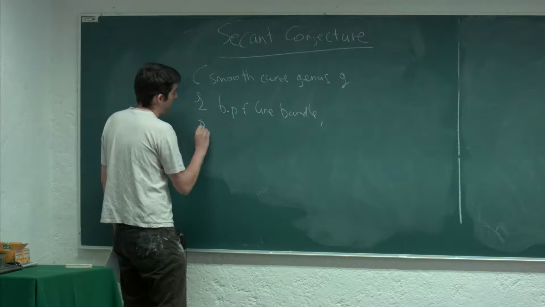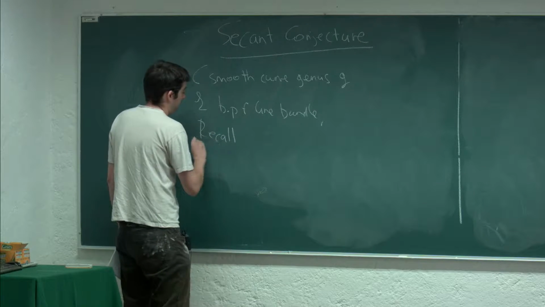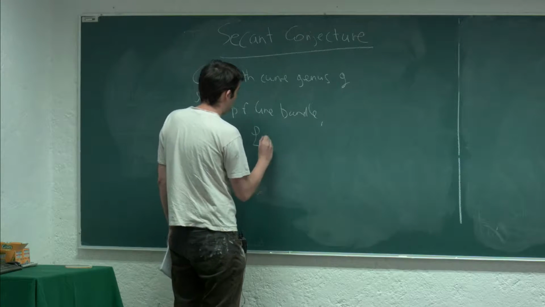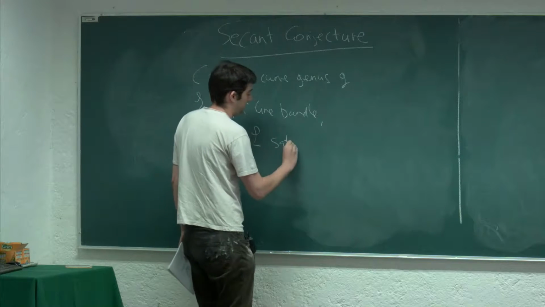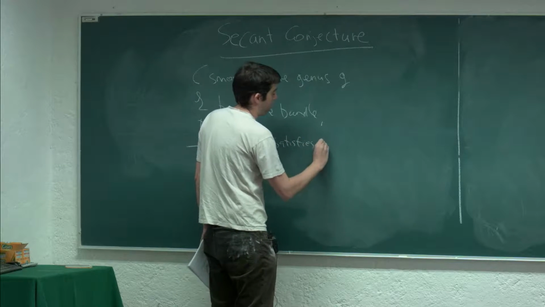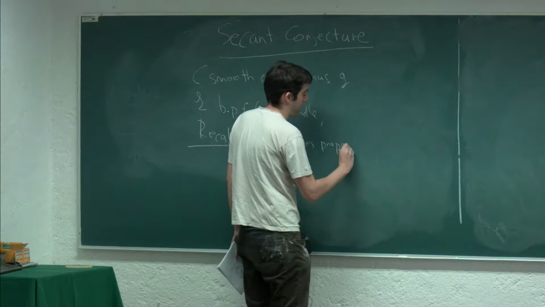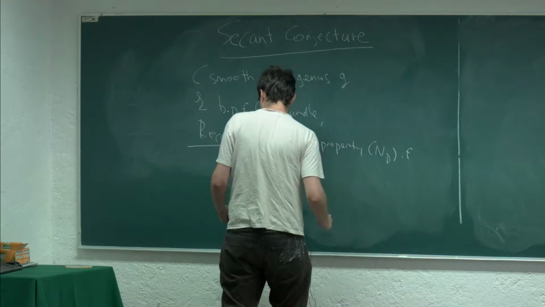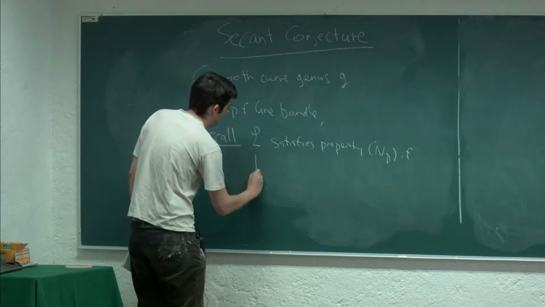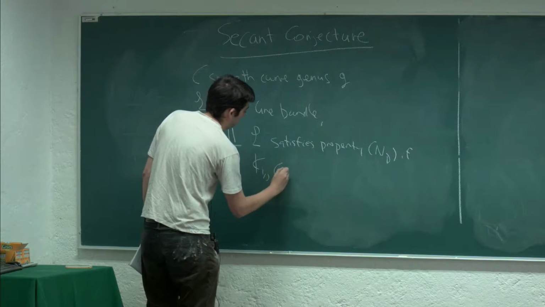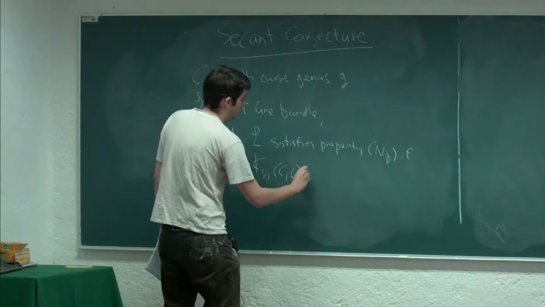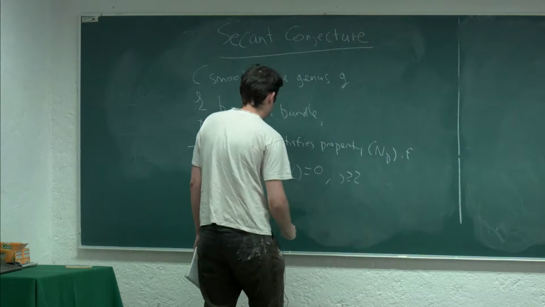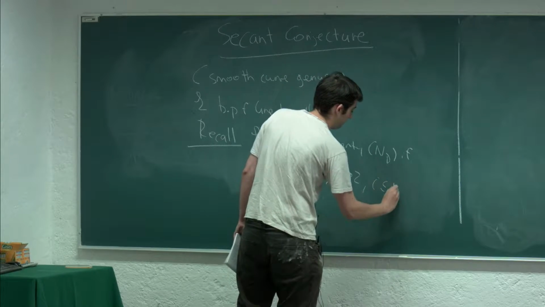So recall, one says that the line bundle L on the curve C satisfies property N_p if K_{i,j}(C,L) equals 0 for j at least 2 and i less than or equal to p.